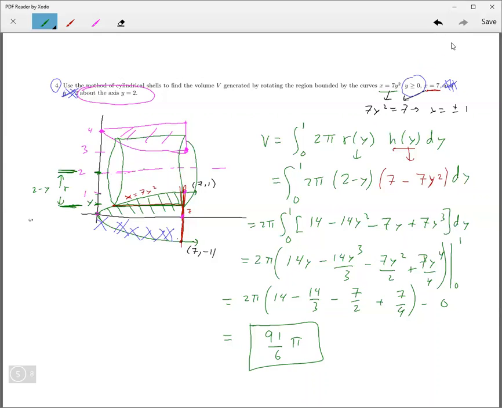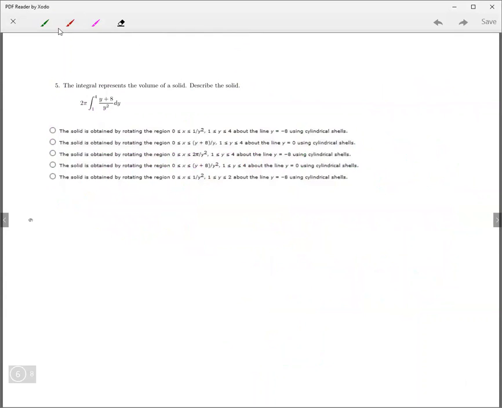Okay, great. Any questions about any of this so far? Okay, let's go on to the fifth and final problem. Here it's kind of switched around a little bit. What they want you to do, they give you an integral. The integral represents the volume of a solid. Describe the solid. So here we have an integral, and we're trying to describe a solid. And the 2 pi is a good indication, and plus we're in the section where we're doing cylindrical stuff.